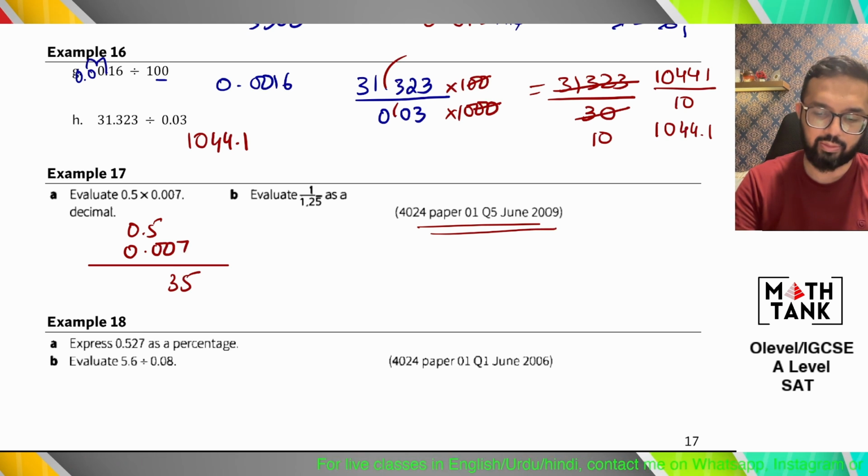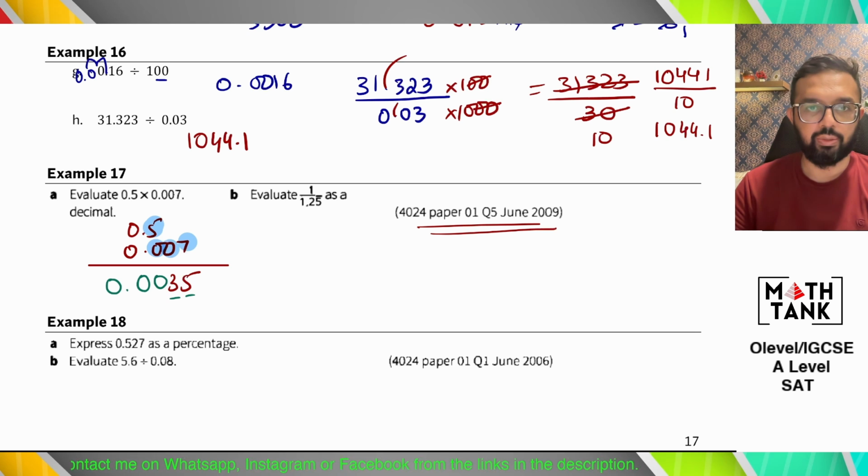Then how many decimal places do you need? You need 1, 2, 3, and 4. Okay, so you count your decimal places. You have 1 and 2. You put extra zeros. That's your final answer.